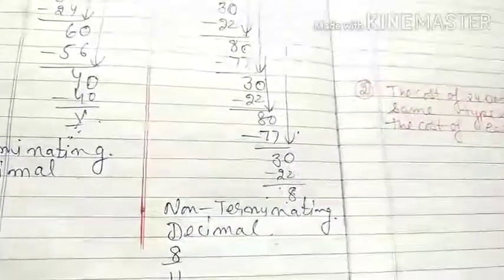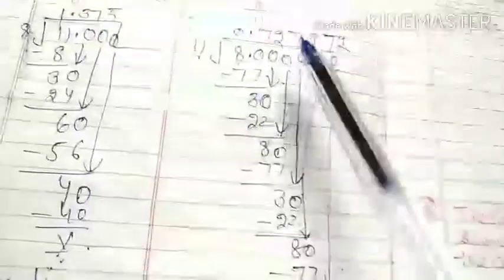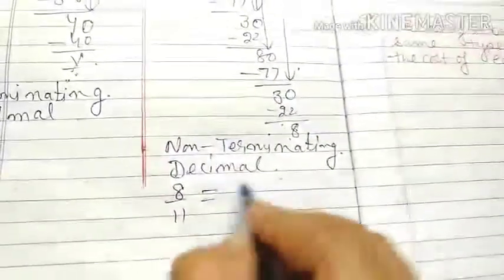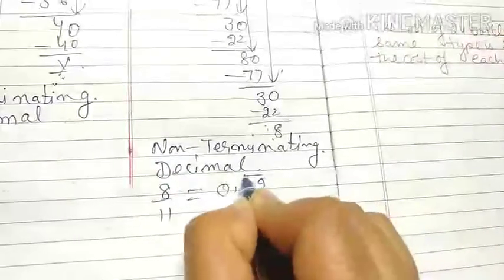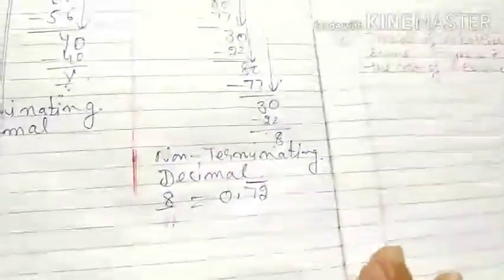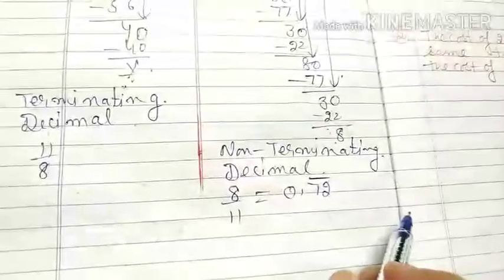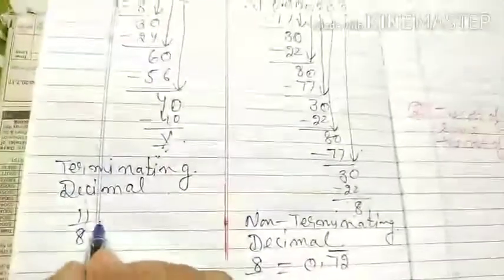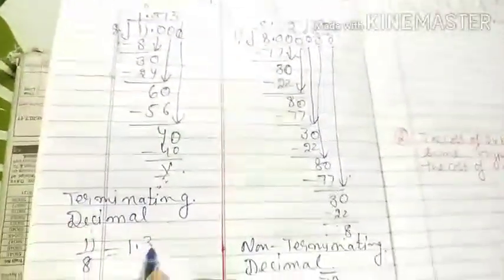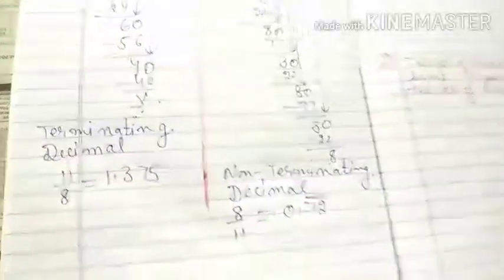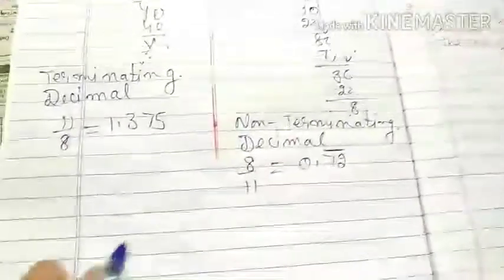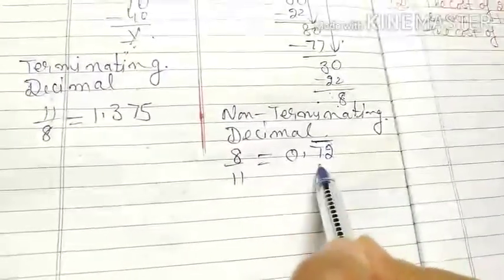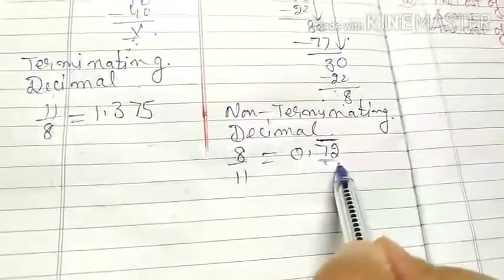If we look at the quotient, it is repeated again and again. So when I write the answer, instead of writing 72 again and again, I put a bar line over it. That means 72 is repeated endless times, and here it is 1.375, so this is a terminating number. The bar means this number is repeated again and again.